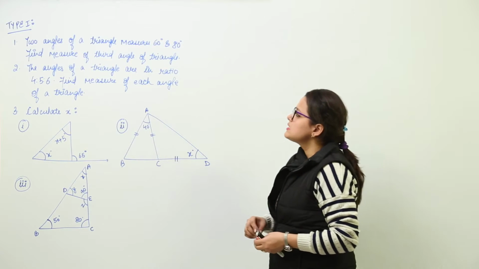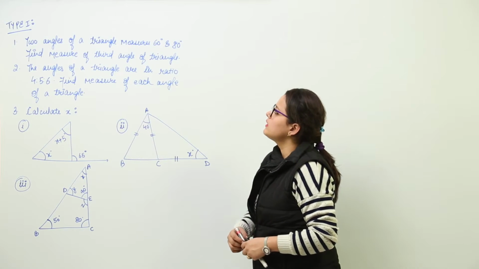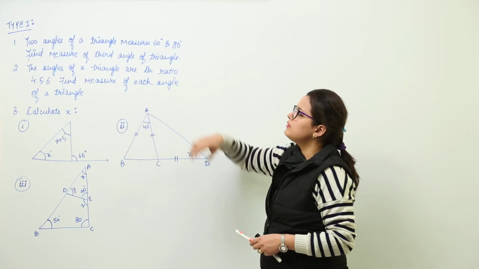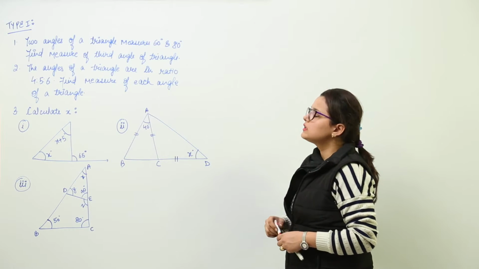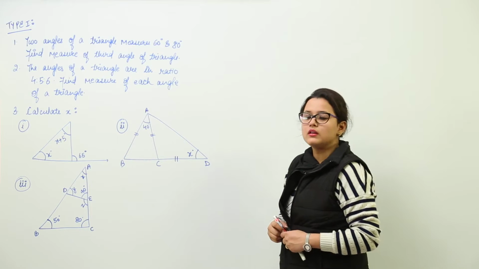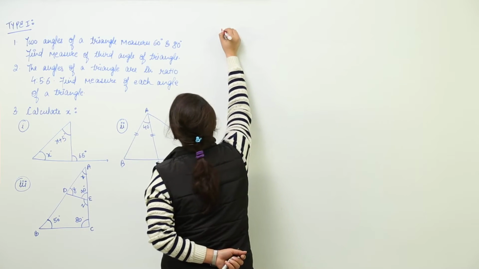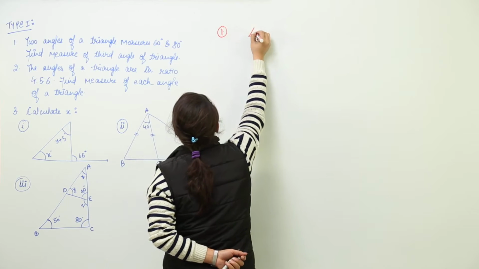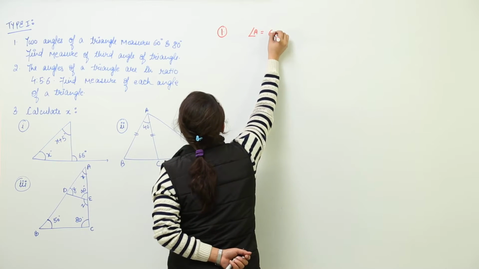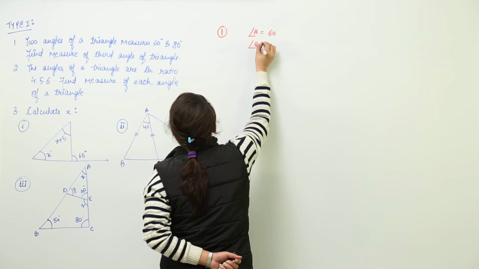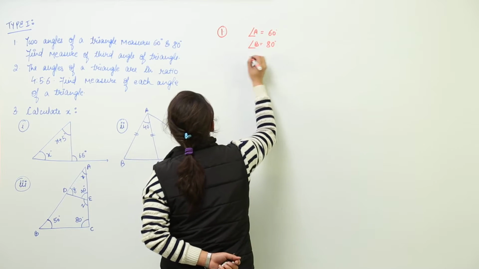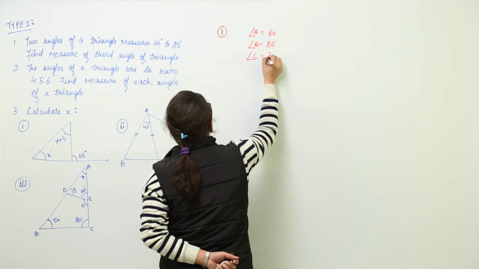Now let's do questions. The two angles of a triangle measure 60 and 80. We have to find the measurement of the third angle of the triangle. Now for that we will write down the two angles. So for the first question, angle A will be equal to 60 degrees. For angle B we have been given the measurement as 80. We have to find the measurement of angle C.